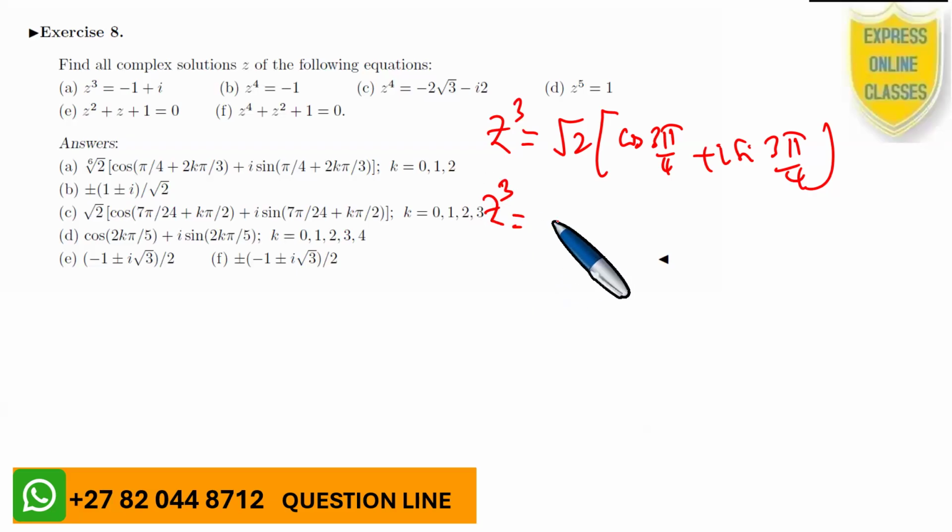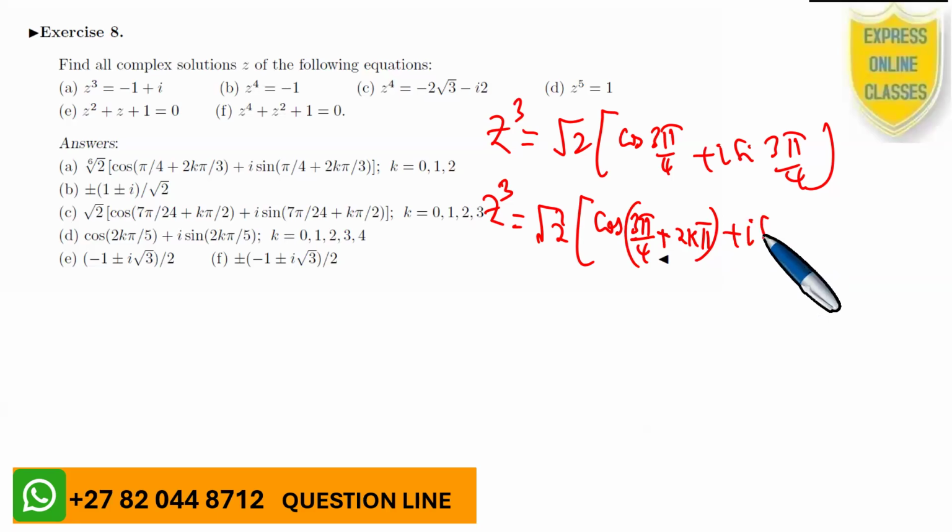I was saying it's square root of 2 here, cosine 3 pi over 4, then what you do, you add 2k pi, and then the sine, you have 3 pi over 4, you also add 2k pi. So yes, we're just learning how to solve these equations.